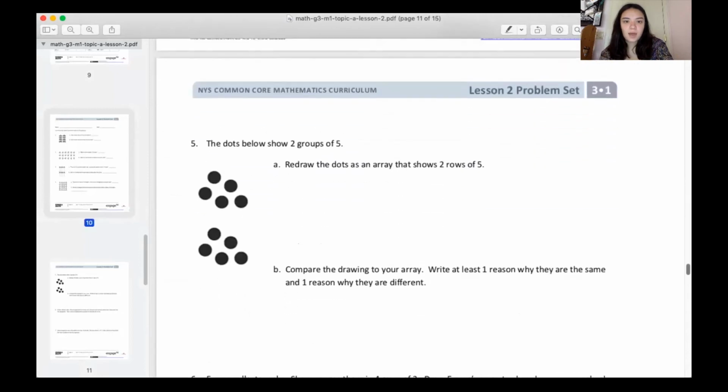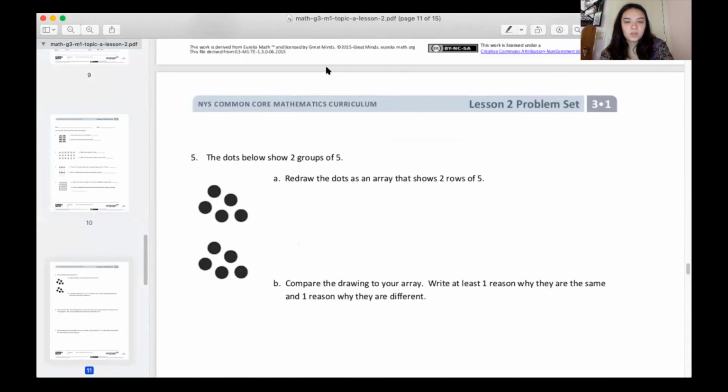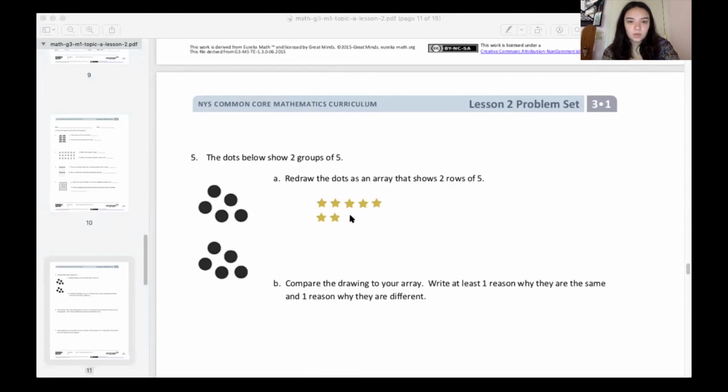All right, number 5. Redraw the dots as an array that shows 2 rows of 5. I don't have dots, I'm gonna use stars. You can redraw them as dots, but I only have a star stamp. So 1, 2, 3, 4, 5. That's 1 row. 1, 2, 3, 4, and 5. So I have 2 rows of 5, 2 rows with 5 dots in each.